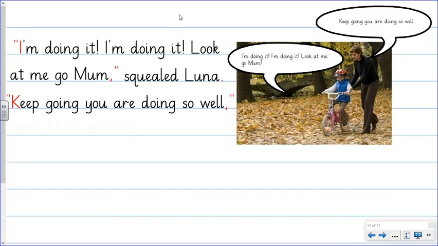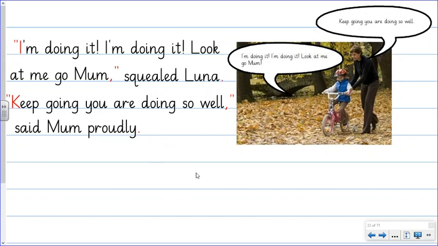And then the next part is her mum's reply. So we've got our inverted commas again, our piece of punctuation here, our comma, and then we've also got a capital letter at the start. "Keep going, you are doing so well." And then we need our reporting clause, said Mum proudly. So this time I've just used an adverb to show how Mum is saying it. And then we've got our full stops at the end.